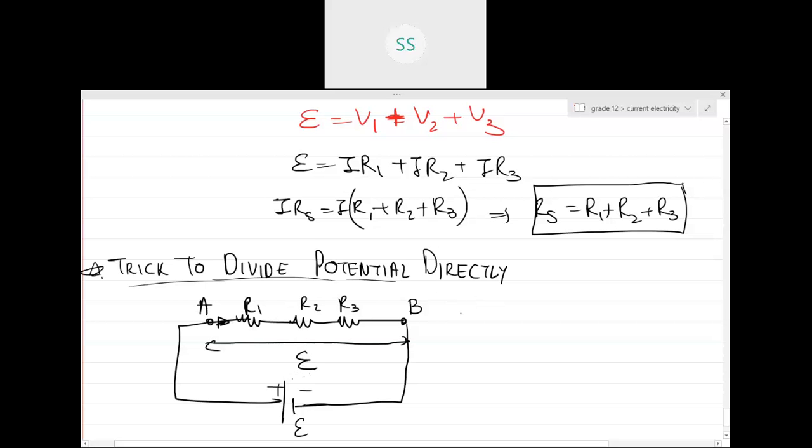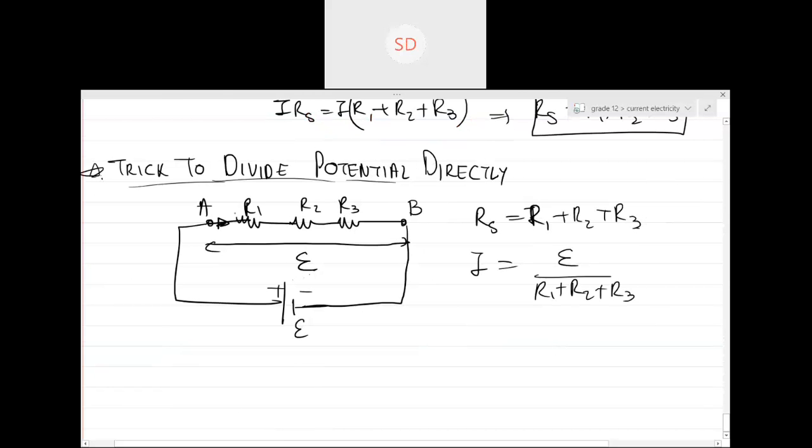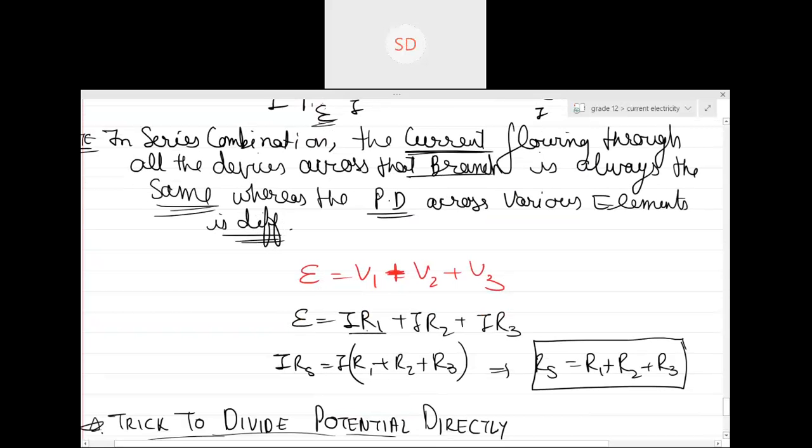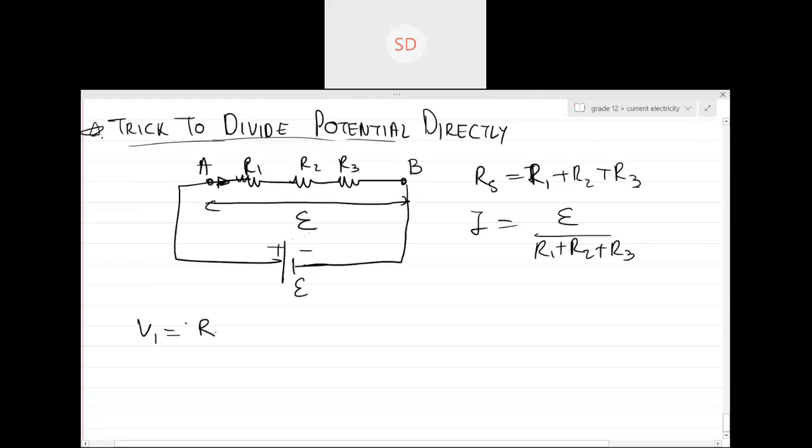Now, what is the net resistance? It is R1 plus R2 plus R3. The current through the battery will be E upon R1 plus R2 plus R3. And can you see V1 is basically I into R1, right? You remember we wrote V is basically I into R. V2 is basically I into R2. V3 is I into R3. So V1 is basically R1.